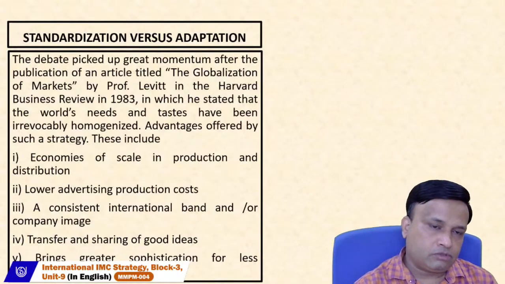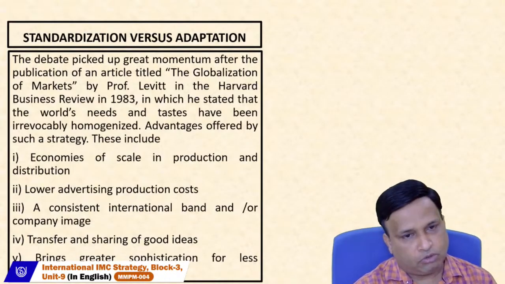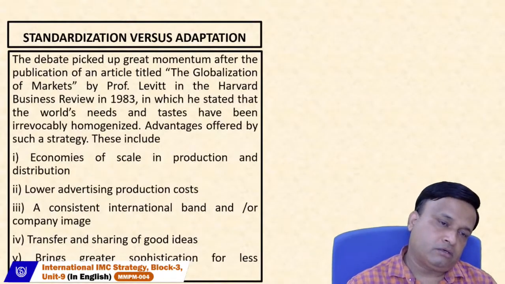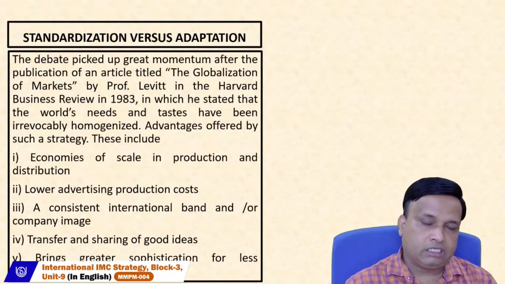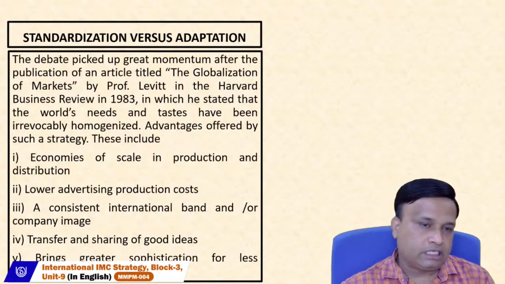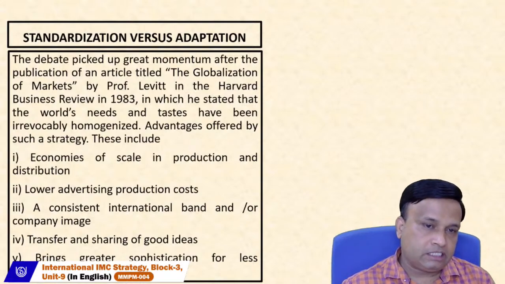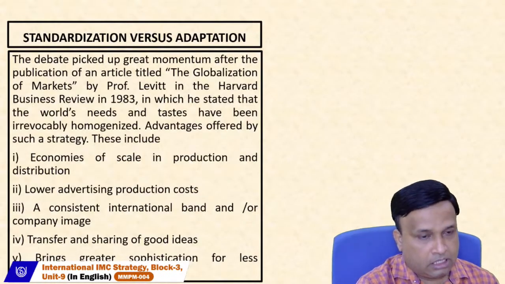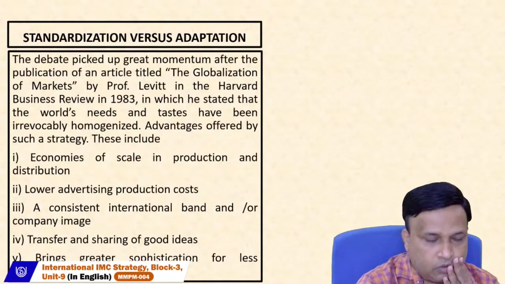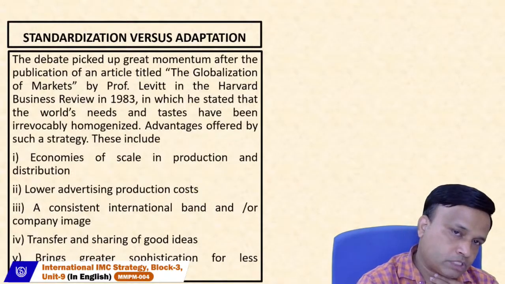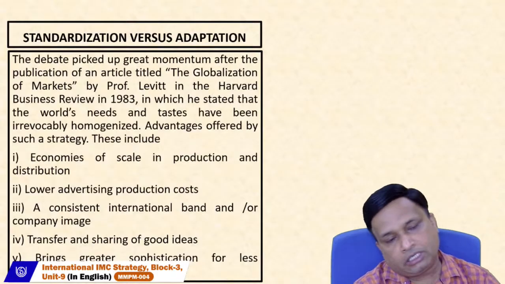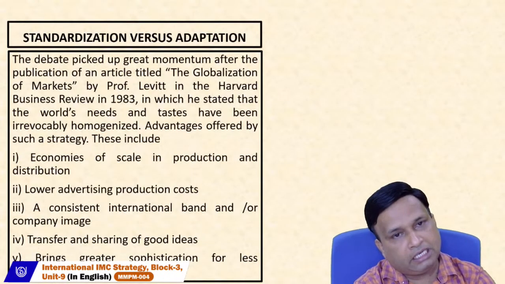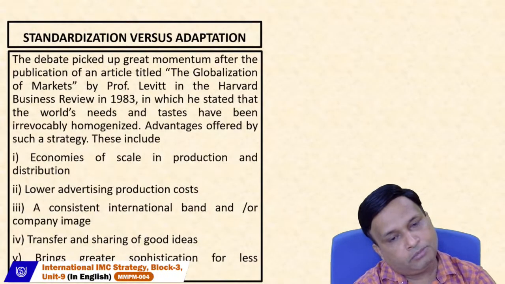So unless you talk about the importance of that particular country, and how it will benefit the local people, they won't go for the product. That is why we talk about the advantages of such a strategy. This includes economies of scale. If you are going for standardization, you run exactly the same campaign throughout the globe, with similar ads and similar promotions. Automatically, it helps you achieve economies of scale.